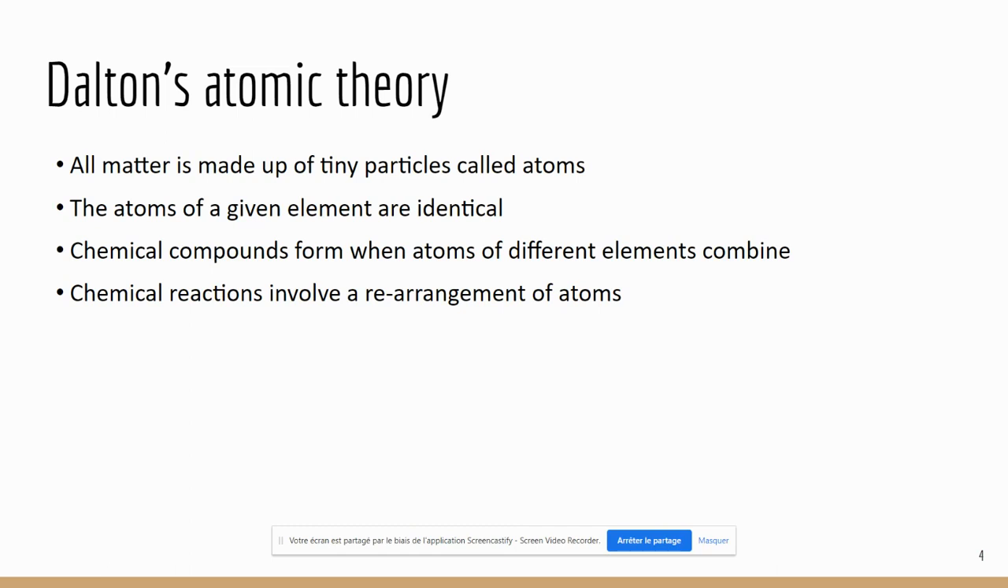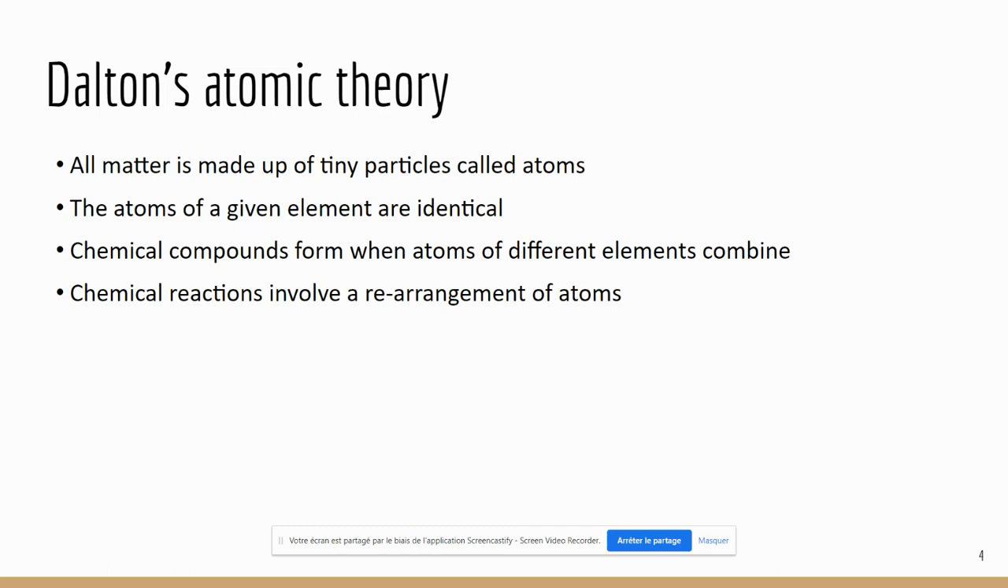So we're going to use Dalton's atomic theory to understand matter, although there are actually some limitations to it. But by and large, this is a theory that has held the test of time. First, all matter is made up of tiny particles called atoms, which you already know. The second point, the atoms of a given element are identical. This is not 100% true because you can have what's called an isotope, but it is still a useful concept.